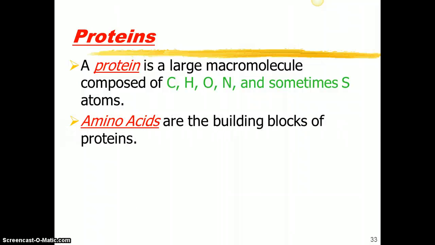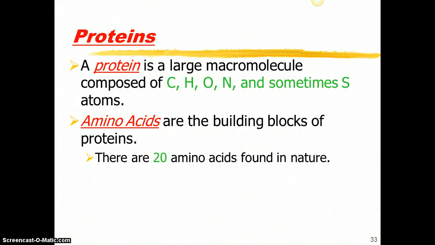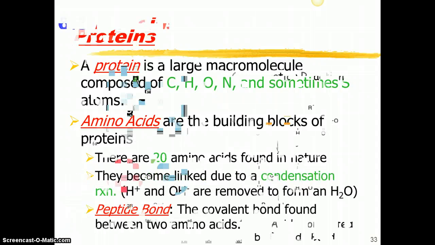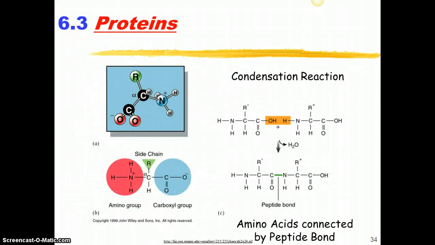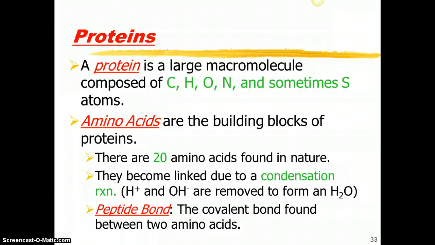Your proteins are very important. Proteins are referred to as many things in the body. They have lots of jobs. They also contain sulfur, and your monomer for proteins are your amino acids. Your amino acids are held together by a covalent bond called a peptide bond.